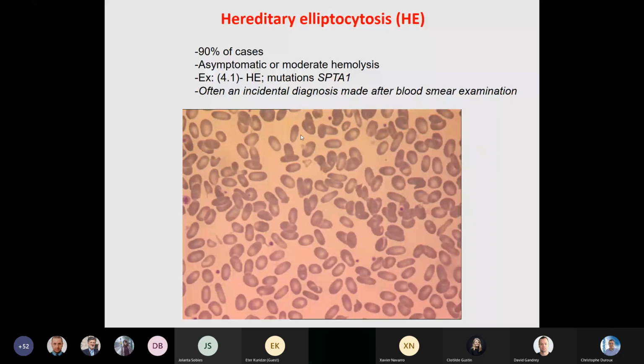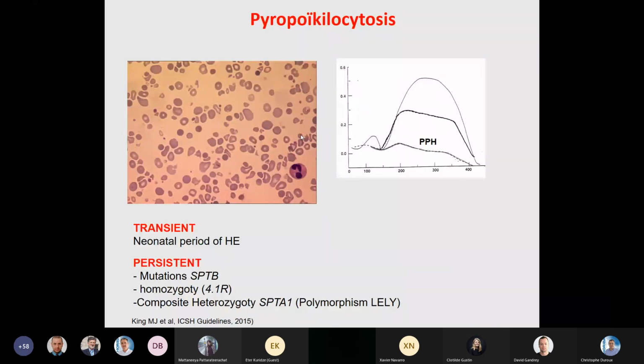It's most of the time related to monoallelic mutation in 4.1 or spectrin alpha encoding gene, and this is often an incidental diagnosis made after blood smear examination. And to me, I always perform little hemolytic marker and maybe an ultrasonography to check out the presence or not of a splenomegaly, but I don't need a confirmation test. It's enough, and the patient, if he doesn't have a hemolytic marker, he doesn't need more specific follow-up.